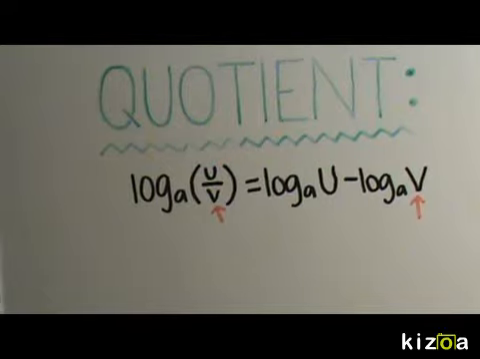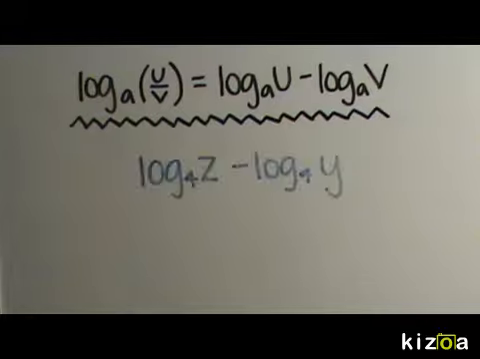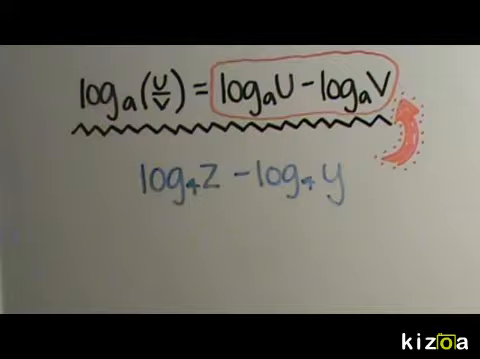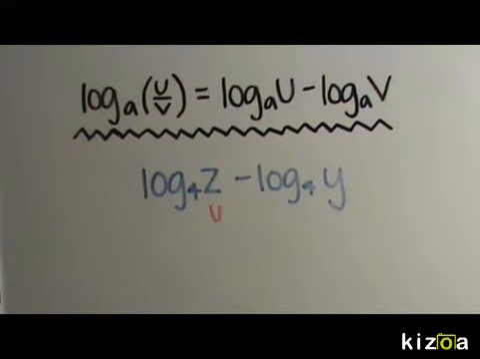Let's try an example. Once again, the original equation will be displayed at the top. Our example is log base 4 of z minus log base 4 of y. This is also in the format on the right, so it needs to be simplified to the form on the left. Don't forget that minus sign in the middle.